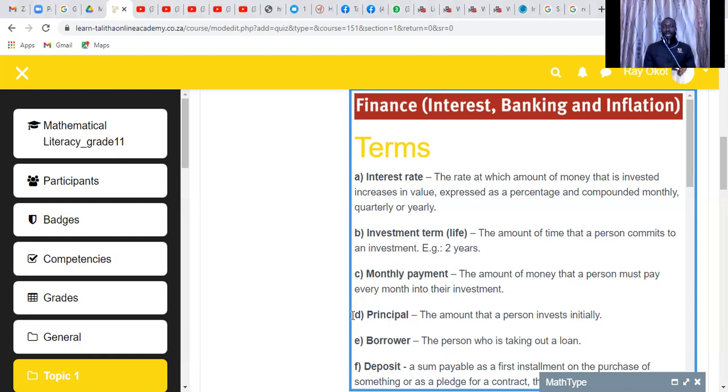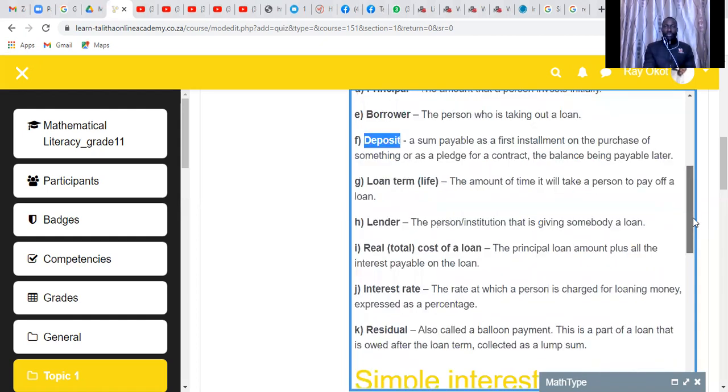There are some other terms like borrower, someone who takes out a loan, okay? Someone who borrows money in the form of a loan is called a borrower. Then the other term is called deposit. Now, deposit is the sum of money which is payable at first as a first installment on purchase of something or as a pledge for a contract, the balance being payable later.